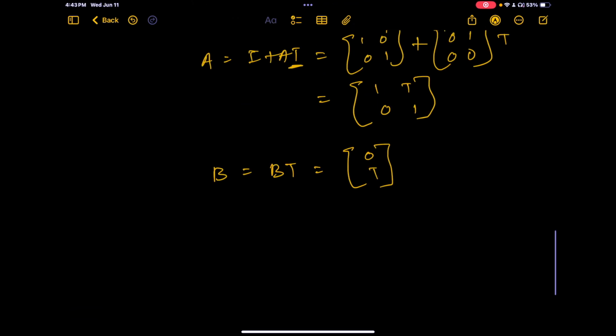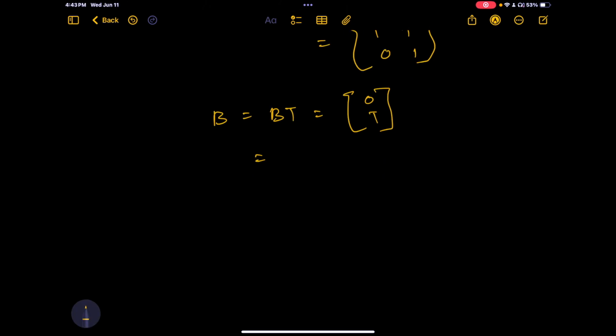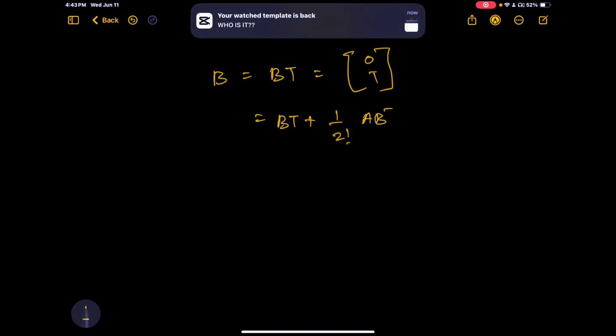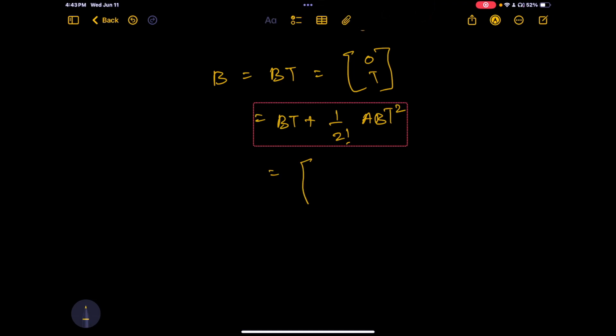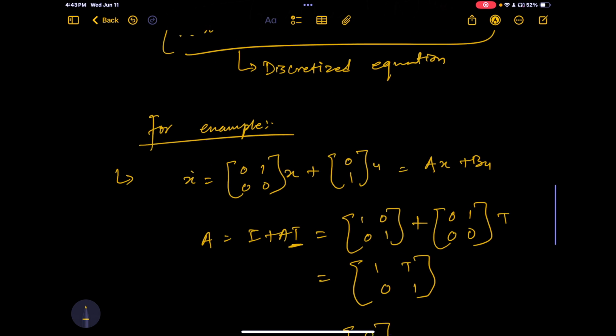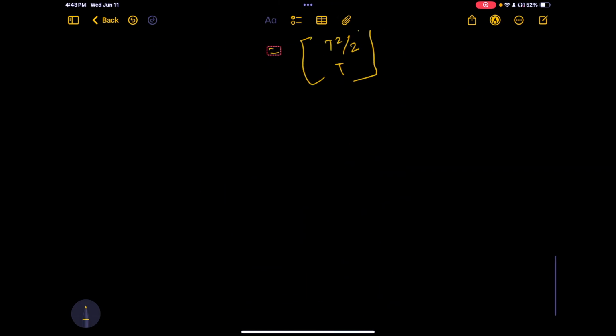If you use the higher order term in B, then you'll get a somewhat different value, right? I have seen multiple times that you can also use BT plus, if we want to include the higher order term, 1 by 2 factorial A B T squared. If you do that one, you'll get T squared by 2 and T. Good.